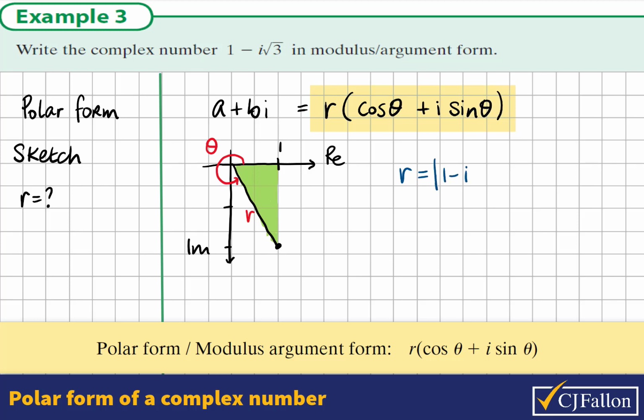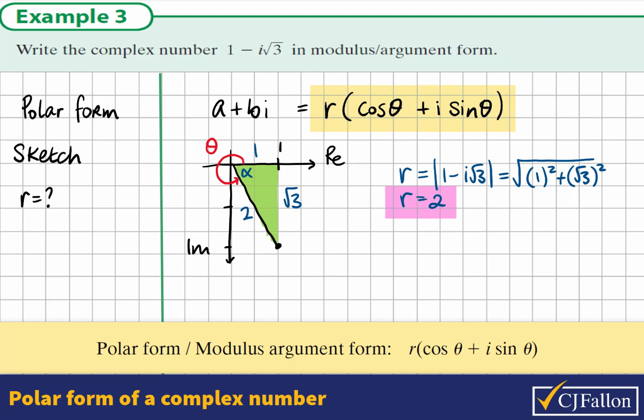Or we could use the formula, which is a version of Pythagoras' theorem, which says the modulus is the square root of a squared, which is 1 squared in this example, plus b squared, which is root 3 squared. We can see that this is the square root of 4, which is 2. So we know in this triangle, the modulus is 2.